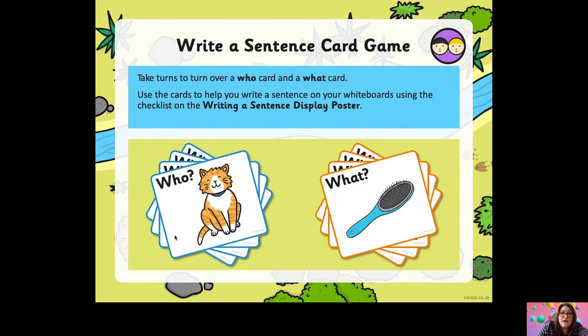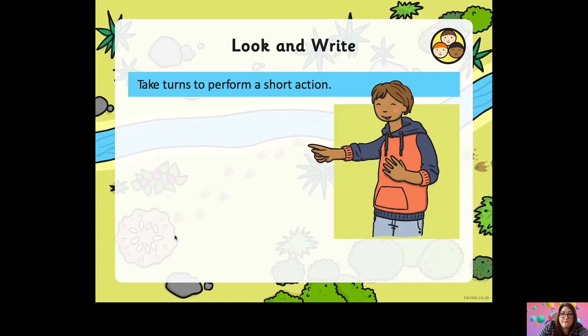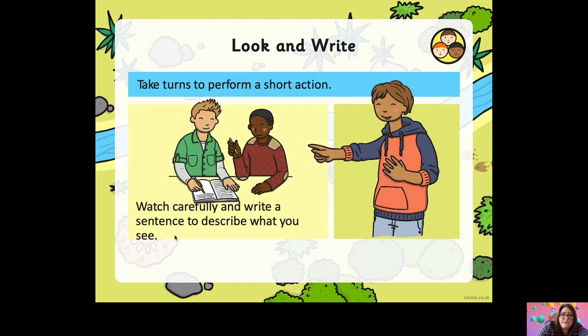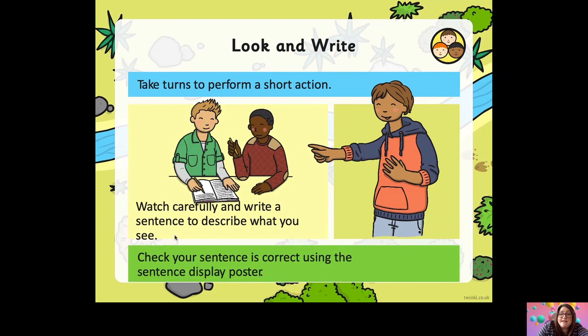In your learning pack, you have got some who cards and some what cards. Use the cards to help you write a sentence using the checklist on your writing a sentence display poster, which is also in your pack. With someone in your home, I'd like you to take turns to perform a short action. Watch carefully and write a sentence to describe what you see. Check your sentence is correct using the sentence display poster. You can pause the video while you do this.